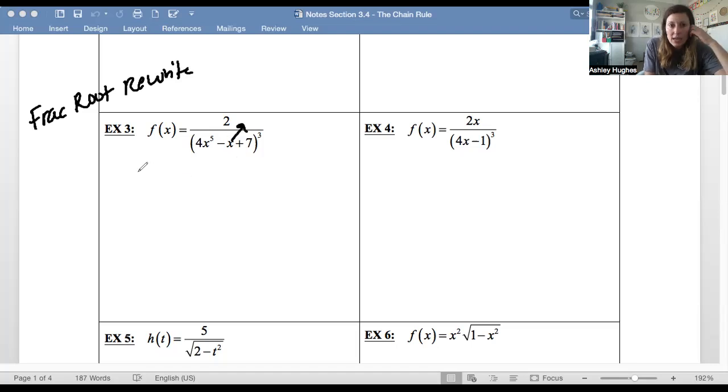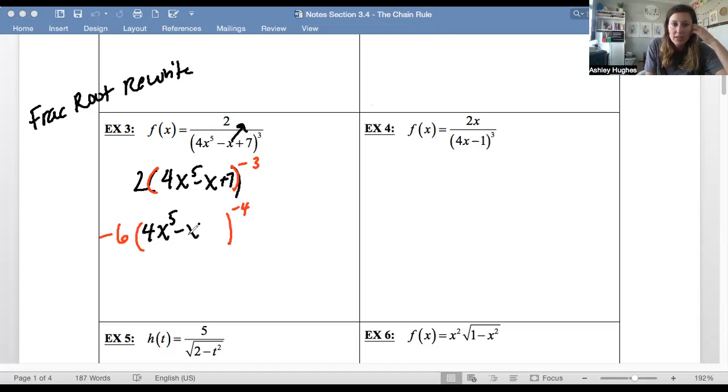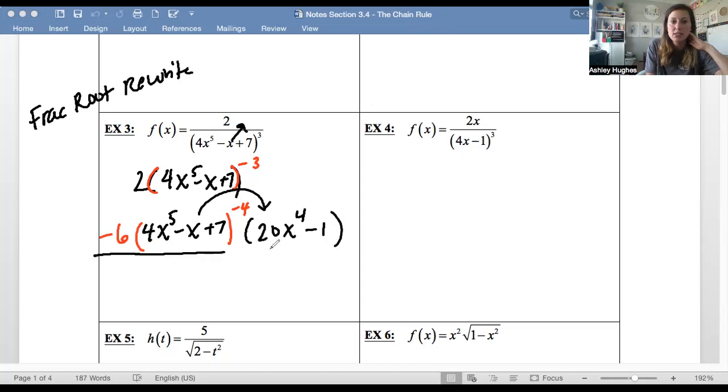So we're going to bring this whole thing up. And when we bring up that entire thing, it's still going to have a 3 here, but instead of a positive 3, it's going to have a negative 3. And then the inside is 4x to the 5th minus x plus 7. So we're going to take the derivative of the outside, negative 6. You subtract 1, so negative 4. You keep the inside the same. And then on the same line, you multiply by the derivative of the inside. The derivative of 4x to the 5th is 20x to the 4th, minus 1. So this is our answer.